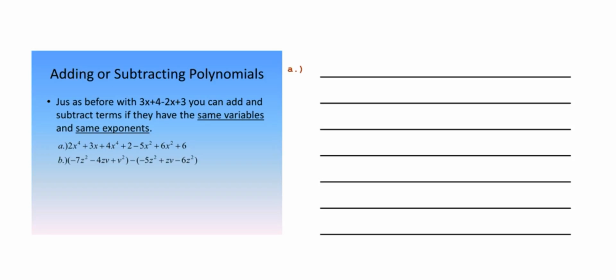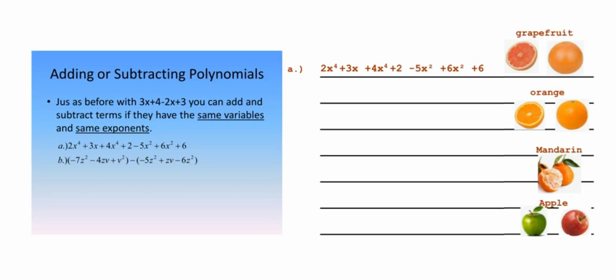For a, we have 2x to the fourth plus 3x plus 4x to the fourth plus 2 minus 5x squared plus 6x squared plus 6. And notice I kind of spread them a little. That way we can tell the difference between which term is which. Agreed? So one thing we can do is either color them differently, underline them with different numbers of underlines, or think of them like different fruits. Agreed? So your choice on which one will help you the most, but I'll give you the options.